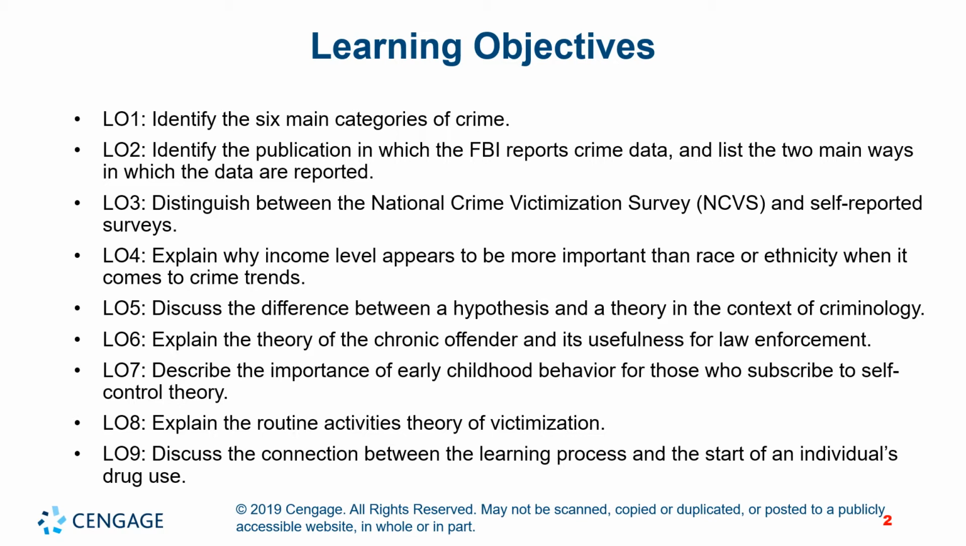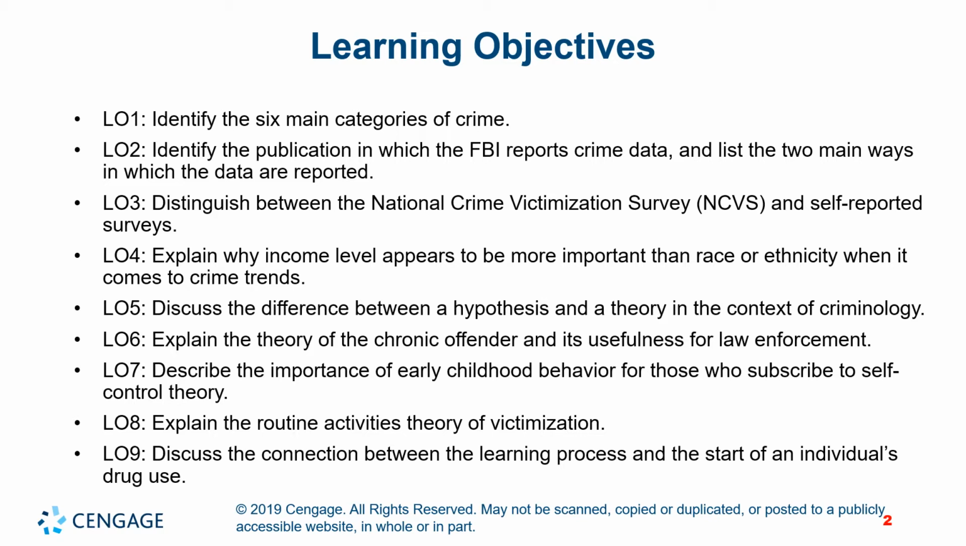We will identify the 6 main categories of crime, identify the publication in which the FBI reports crime data and list the 2 main ways in which the data are reported, distinguish between the National Crime Victimization Survey, or NCVS, and self-reported surveys. We will explain why income level appears to be more important than race or ethnicity when it comes to crime trends. We will discuss the difference between a hypothesis and a theory in the context of criminology.